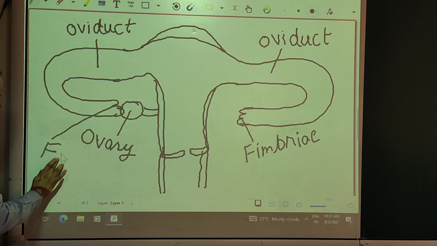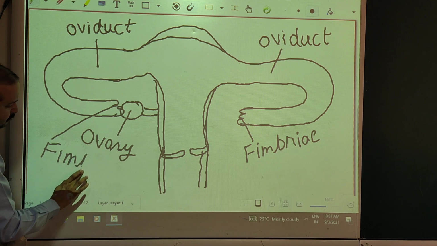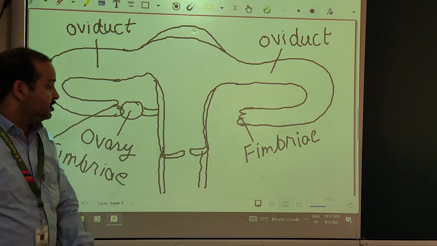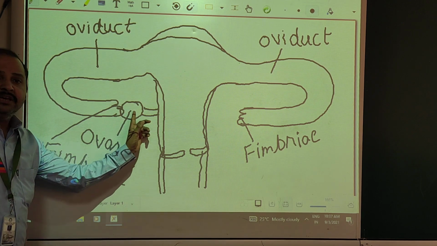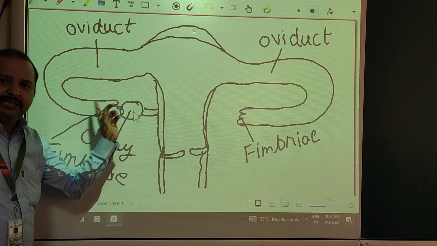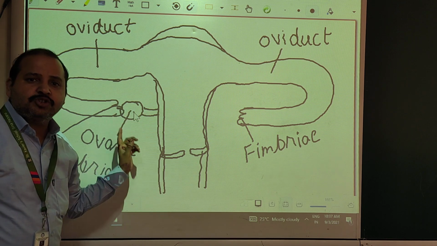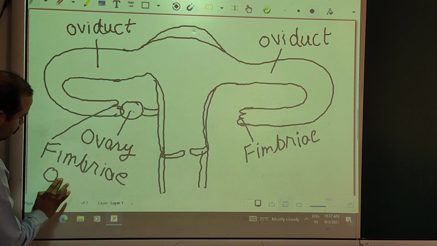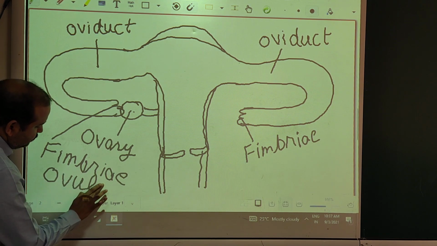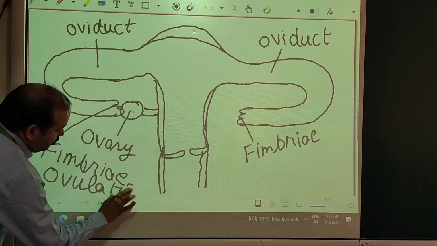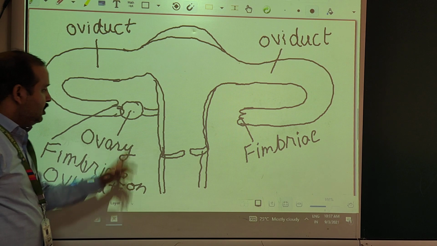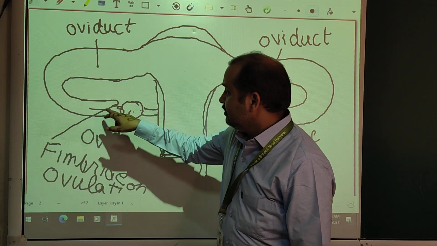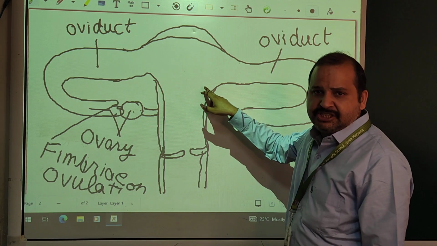Already I have told, this fimbriae is a funnel-like structure. From it, the ovary will release one ova each month. This release of ova from the ovary is called ovulation. Now once one ova is released, by this oviduct this ova will reach there.